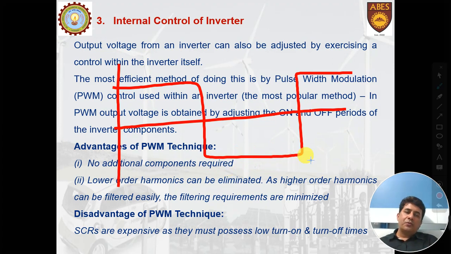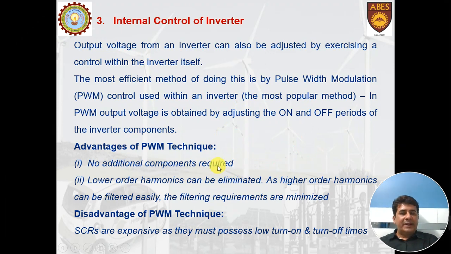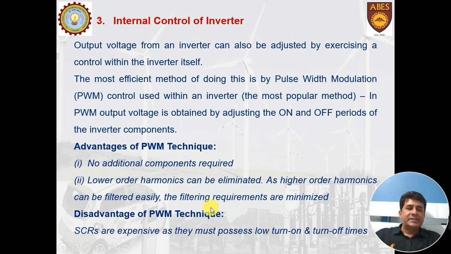When you go for the Fourier analysis of such an inverter output, you find that there are a lot of harmonics. By this PWM technique that I'm talking about, that is, if we control the width of the pulse that we have got through the inverter, we can eliminate the lower order harmonics, and the higher order harmonics will still persist. But I think you all know that higher order harmonics can be easily filtered out.